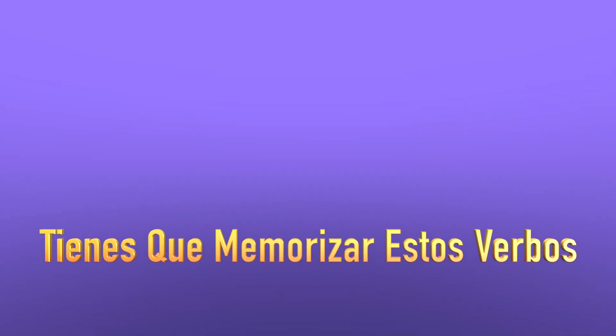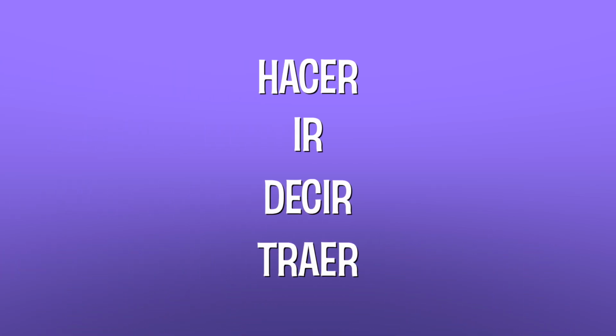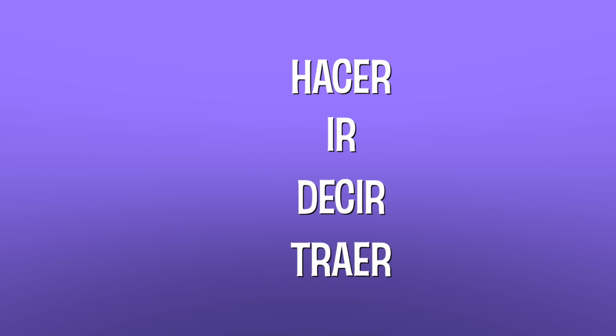Now, I gotta be honest with you guys. There's not really gonna be much rhyme or reason, secret pattern with all these verbs. They have their own uniqueness. So you're gonna have to memorize these and acquire them naturally over time. Now, I would say that hacer, ir, decir, and traer are the most important irregular verbs in this section, as they are used so frequently in simple narrations.